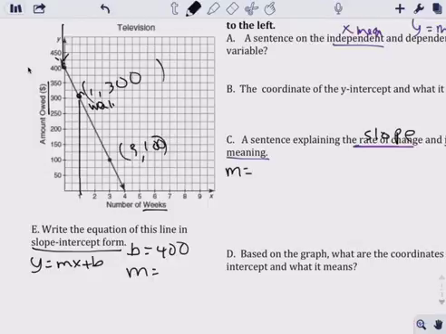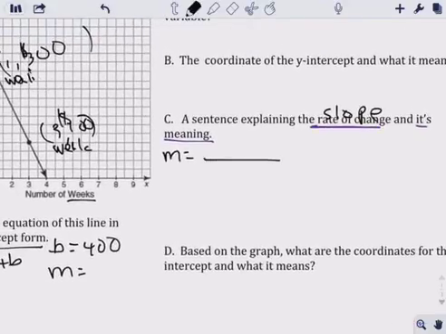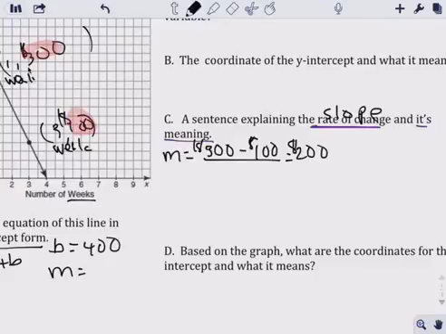300 is $300. In 3 weeks, you owe $100 on the TV. Okay, so we're going to subtract the dollar first on top. So $300 minus $100 equals $200, all over 1 week minus 3 weeks. So these are the weeks, which leaves you 2 weeks.